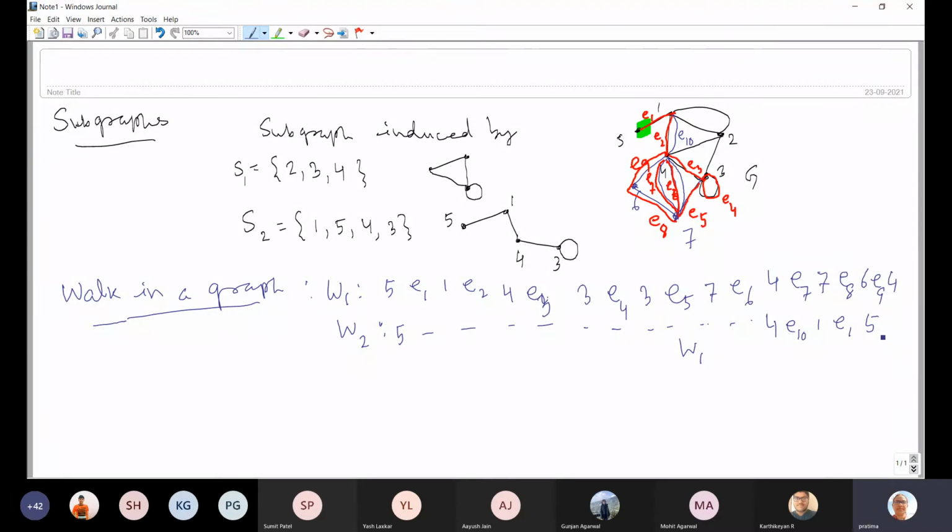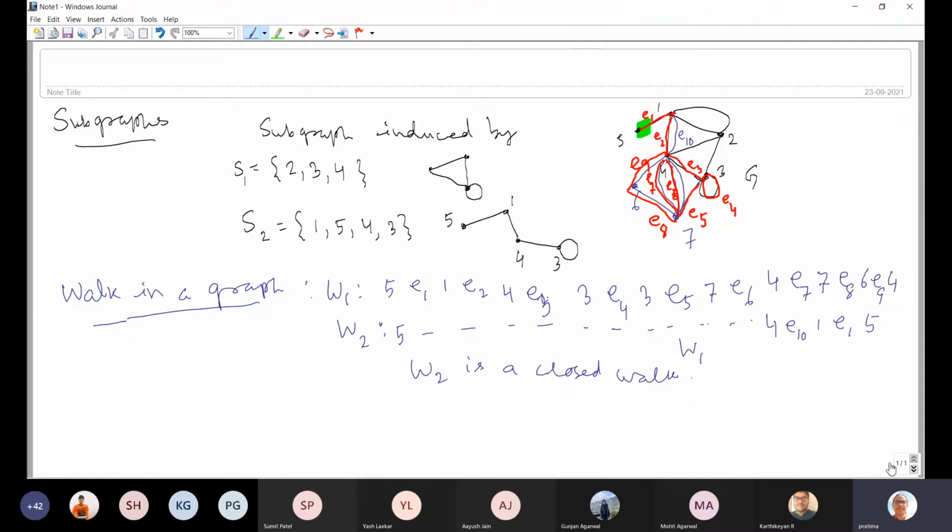Starting and ending vertices are the same. So therefore, this W2 will be called a closed walk, right? This W2 is closed. However, this W1 is not a closed walk because its starting and ending vertices are different. Okay, I'll write down this definition. W2 is a closed walk, and however W1 is not a closed walk.